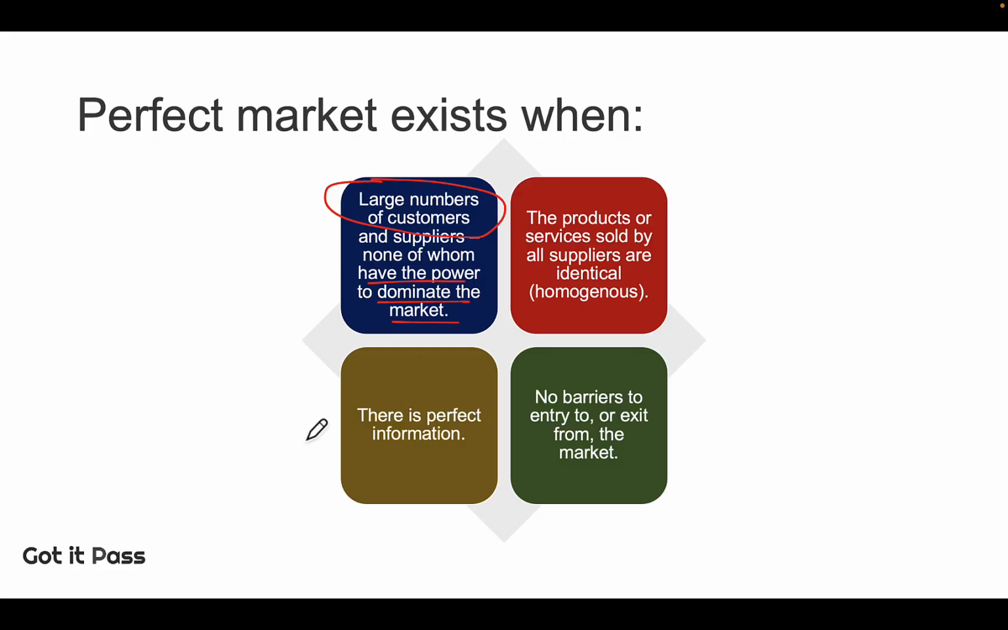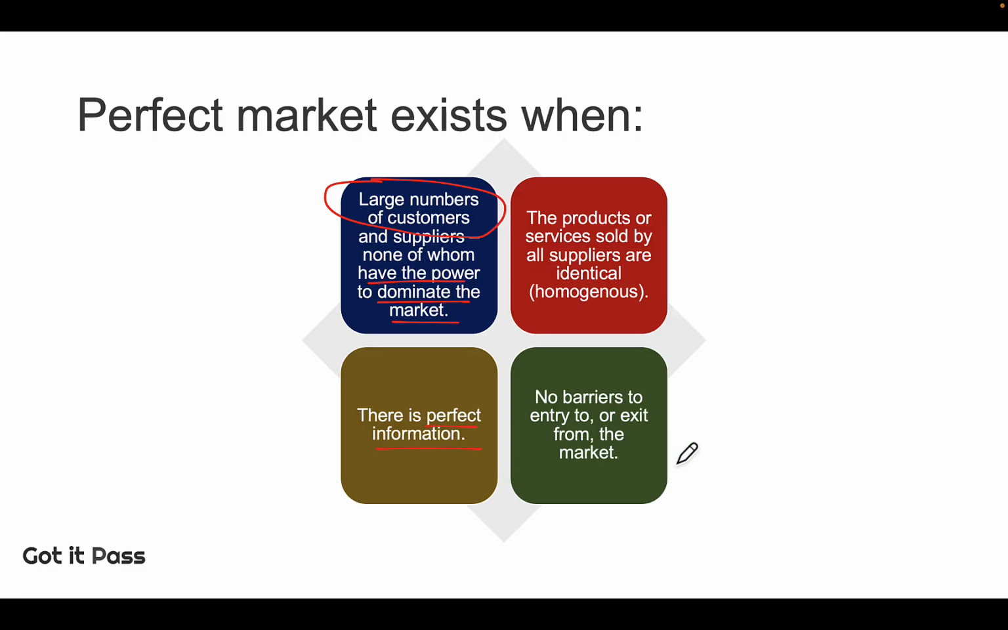Third, there is perfect information. What does it mean? It means that everyone in the market, whether supplier or customer, gets the information instantly without any interruptions, and no one has insider information about the prices or the quantity of the products supplied. So there is perfect information. The information is exchanged instantly to every participant in the market.